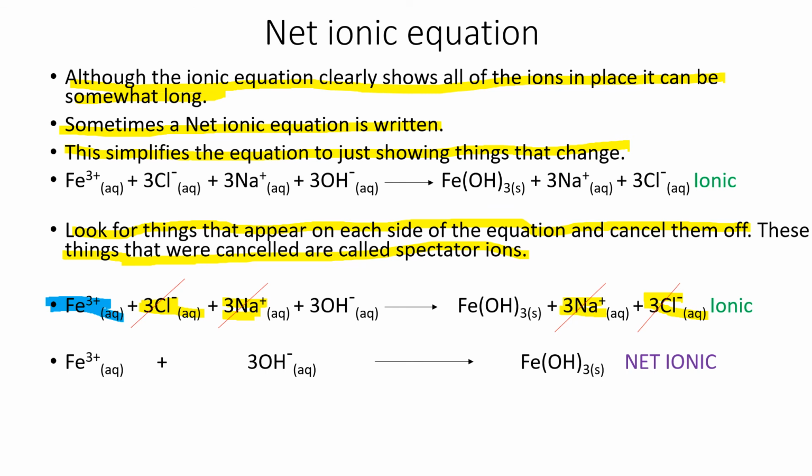The iron plus 3, soluble. The hydroxide ions, soluble. And then our precipitate. So now we have our net ionic equation, just showing those things that change. The actual change that happened here were iron ions reacting with hydroxide ions to produce that solid Fe(OH)3. We have states of matter for everything. We showed charges where appropriate. So here we have our net ionic equation.